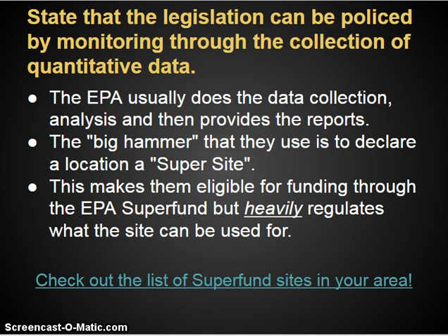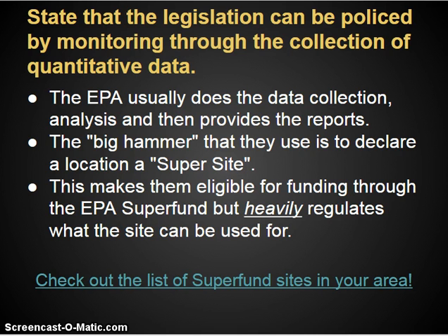A Superfund site is a location that is eligible for funding through the EPA Superfund, but it really regulates what the site can be used for. These are places where there were manufacturing facilities that dumped toxins into the ground. Toxic cadmium and antimony get pumped into the ground and contaminate the aquifers and the local rivers. You have arsenic left over from different metal production facilities. There are landfills with chemicals leaching out into the environment.